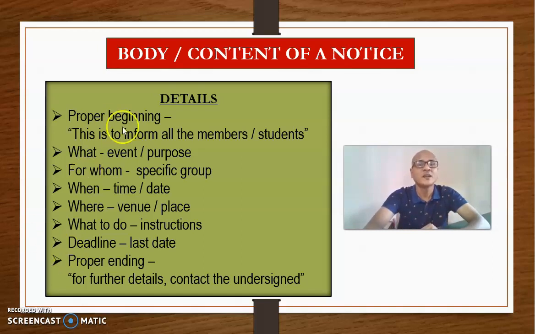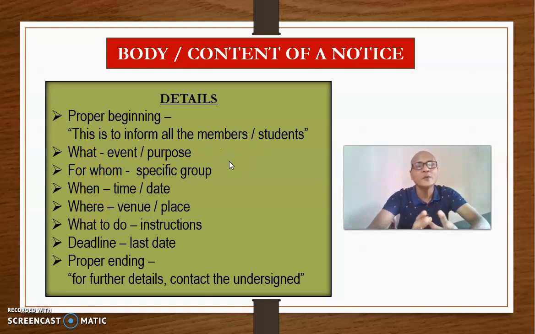Remember to begin your notice in a proper way. For that, you can make use of sentences like, this is to inform all the members or students. In place of this particular sentence, you can also say all the members or students are hereby informed that. So whatever it is, you all need to keep in mind that there should be a proper beginning of your notice.